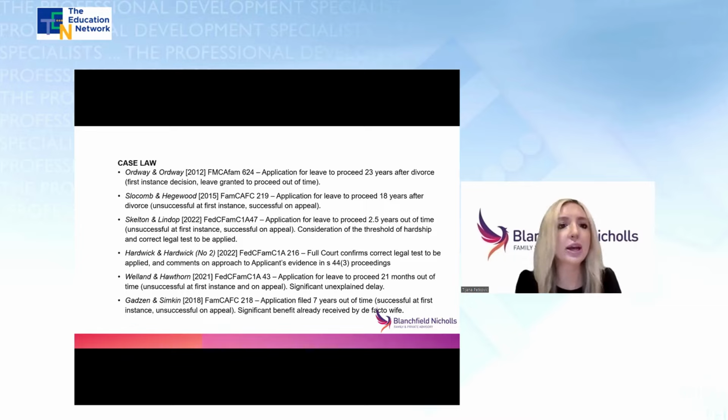Now we'll have a look at a 2022 decision from Justice Austin in the case of Skelton and Lindom. This was a case where the parties were in a de facto relationship from late 2009 or early 2010, and they separated in 2006 on the de facto wife's case and in February 2004 on the de facto husband's case. In November 2018, the wife sought leave to apply for property settlement out of time.